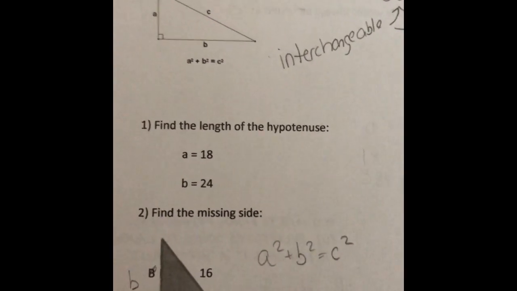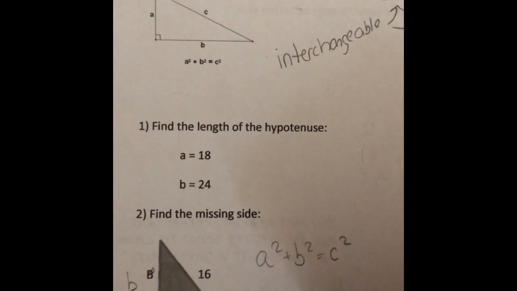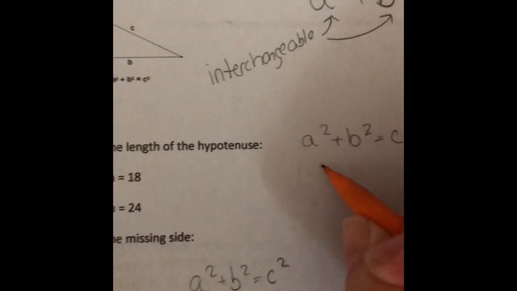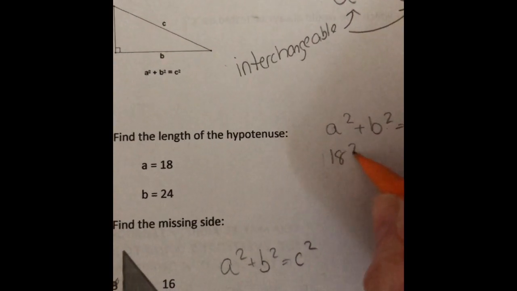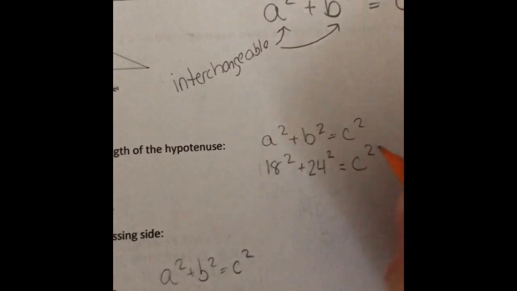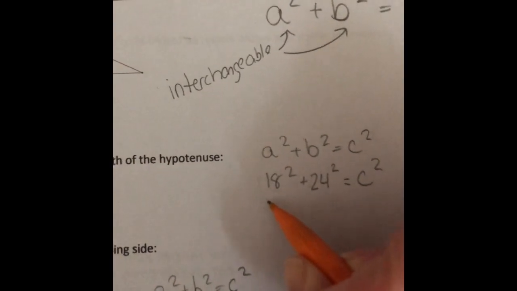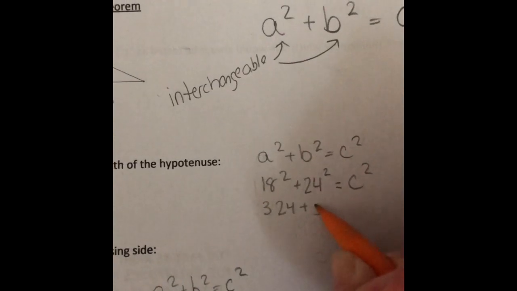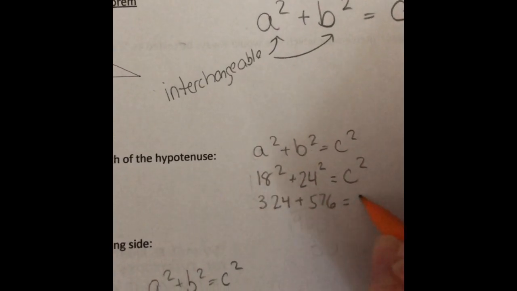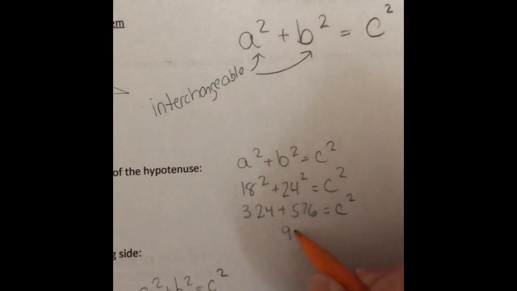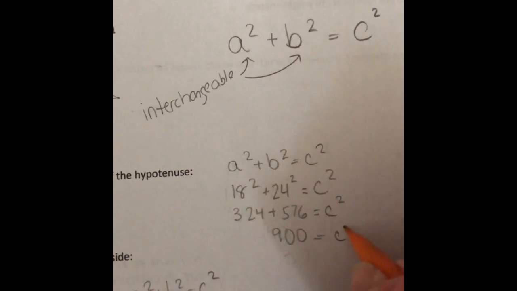The first one says to find the length of the hypotenuse. So we have our sides A and B, and we're looking for C. I'm going to write down first a squared plus b squared equals c squared, and substitute in the 18 for A and the 24 for B. You might want to grab a calculator, but 18 squared is 324, and 24 squared is 576, and that equals c squared. You always want to keep that equal to c squared visible. So we get 900 equals c squared.